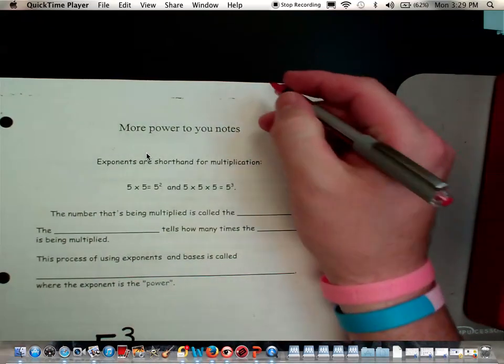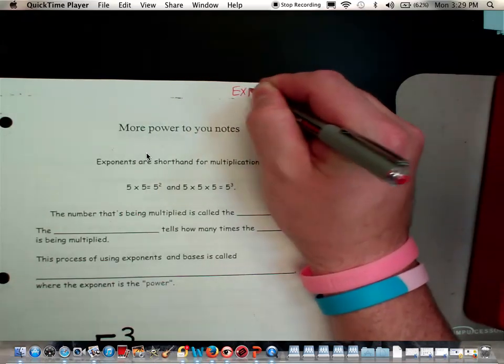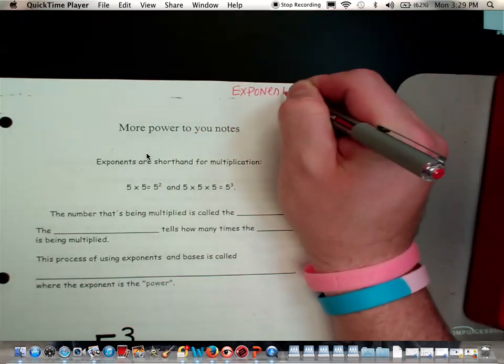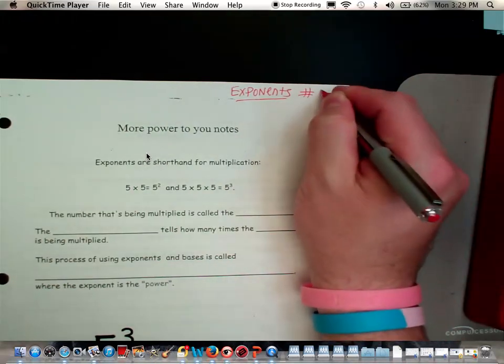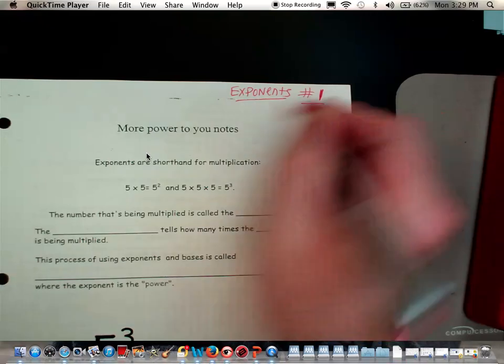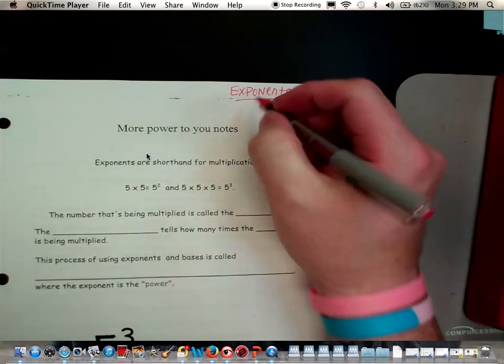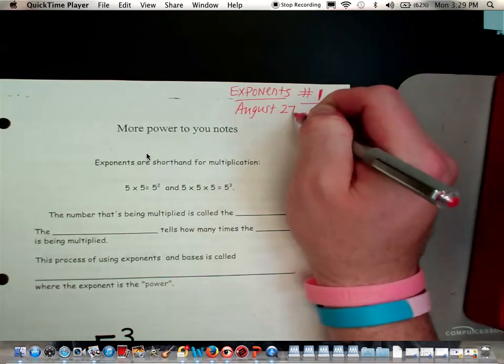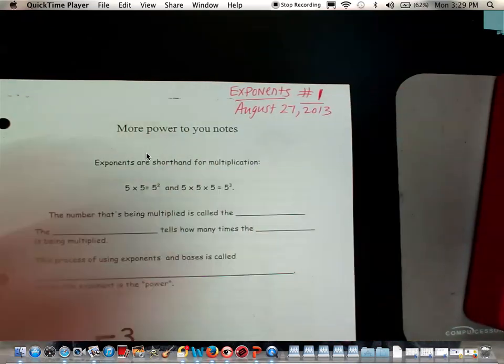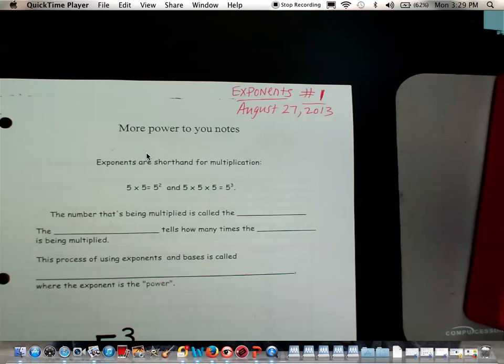So what I need you to do, the first thing you need to do is put the word exponents up on top of here. Exponents, okay? And then I want you to put a number one up there, number one, okay? And then I want you to put today's date, which is going to be August the 27th, 2013. Okay, that way we know that that's the date it is.